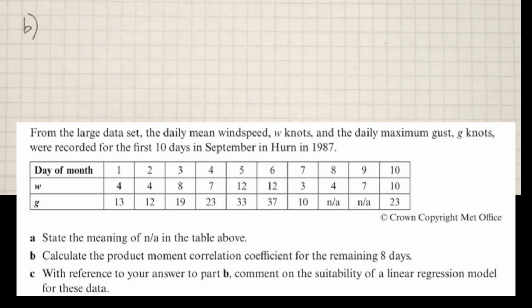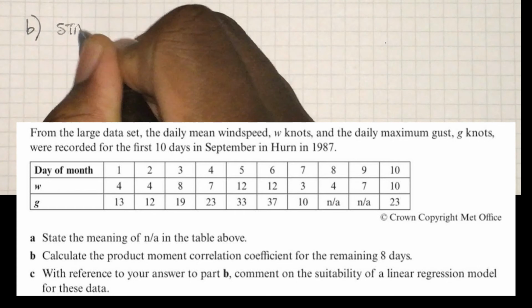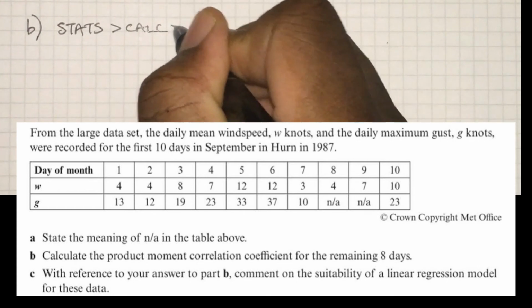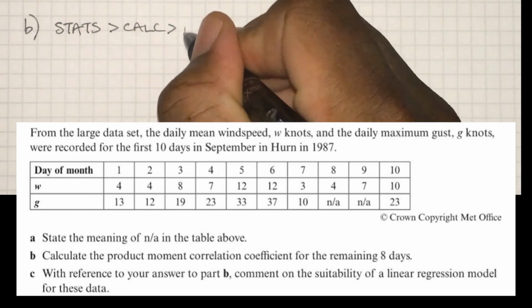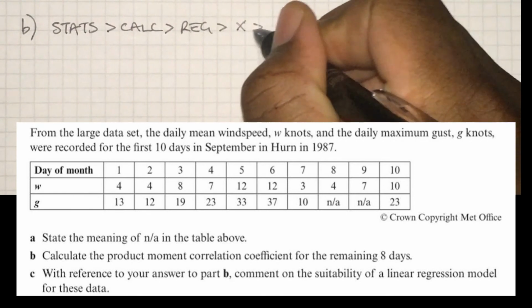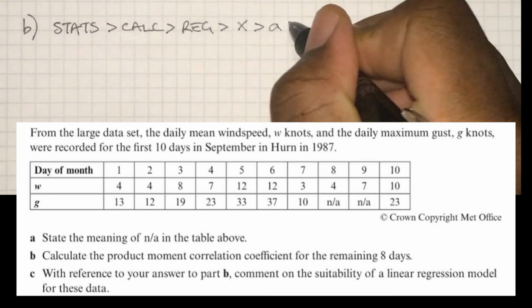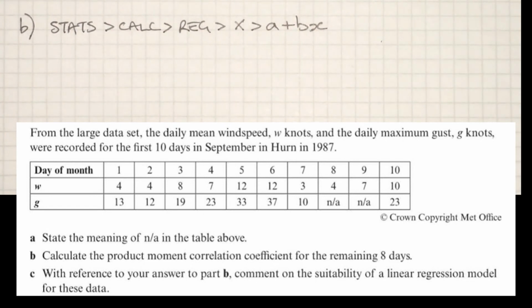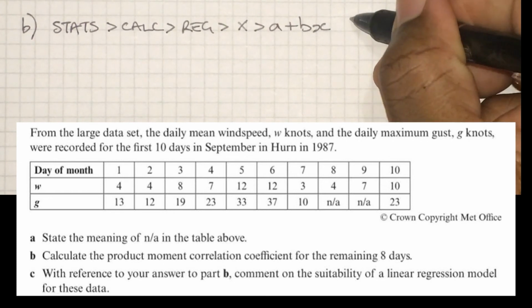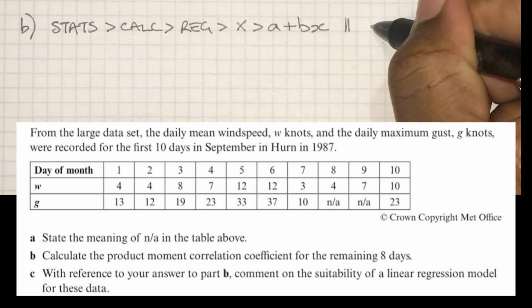Okay, so to calculate the PMCC, the R value, the numerical descriptor for the strength of the correlation, we're going to make use of one of our calculator functions. We looked at this last year, but I'll remind you that you're going to need to enter the data into list 1 and list 2 of the statistics menu. And when you're done from there, you're going to press calc, regression, A plus BX.